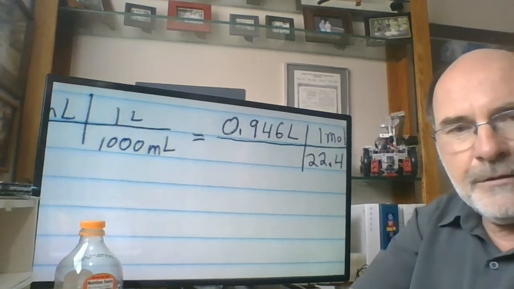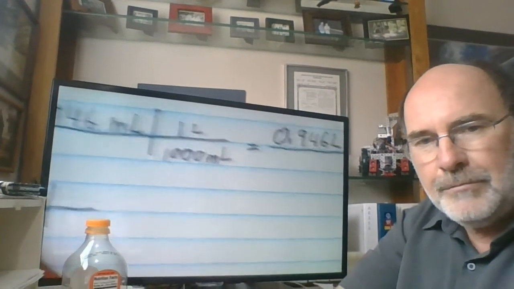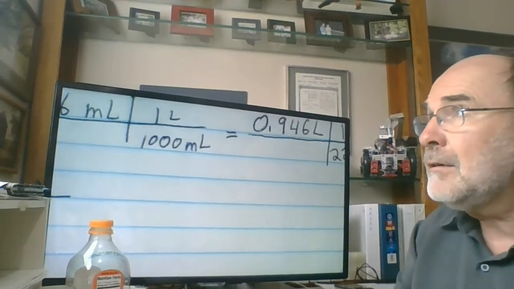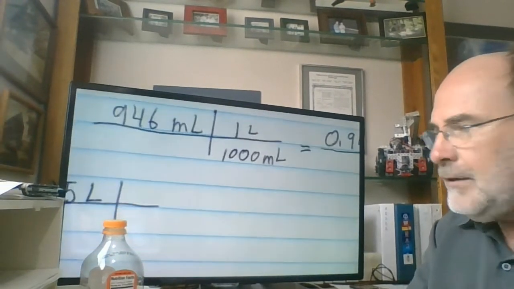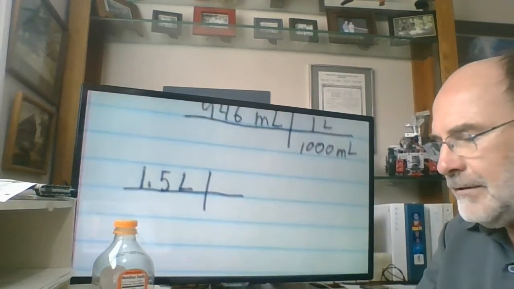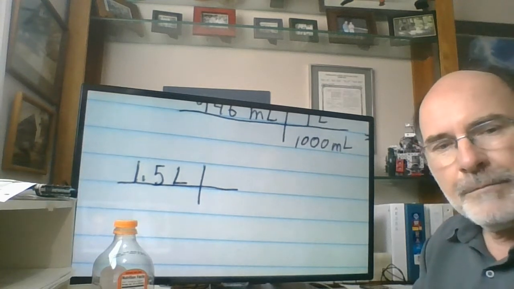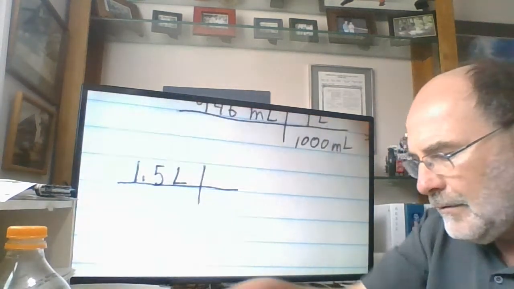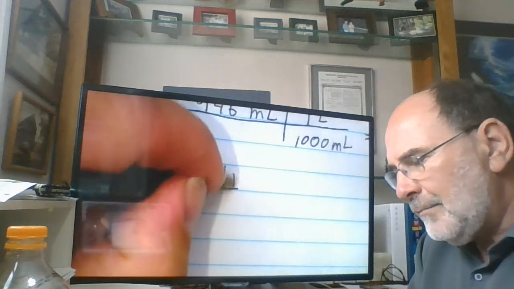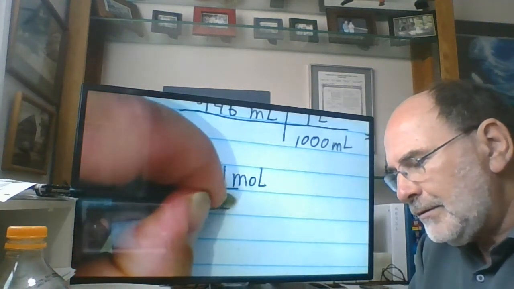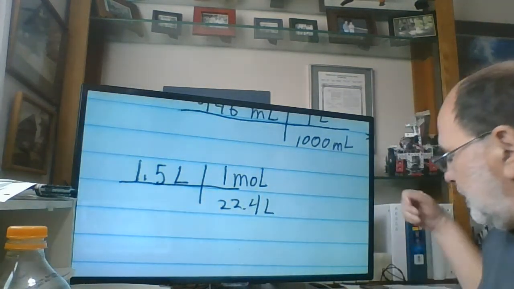Oh, this is going to cause an adjustment here. There we go. And an adjustment there. And finally, you can see what I just wrote: 1.5 liters times 1 mole for every 22.4 liters.